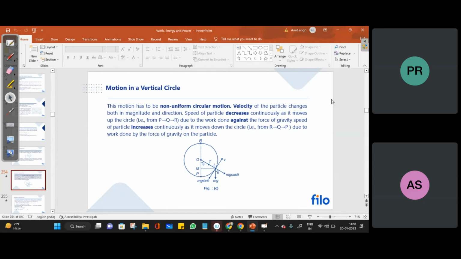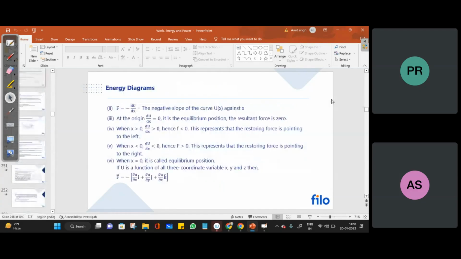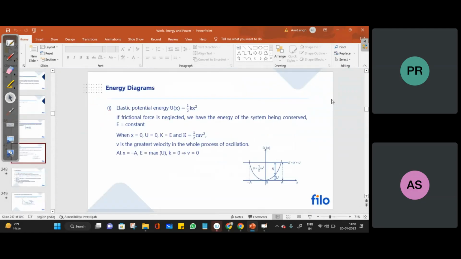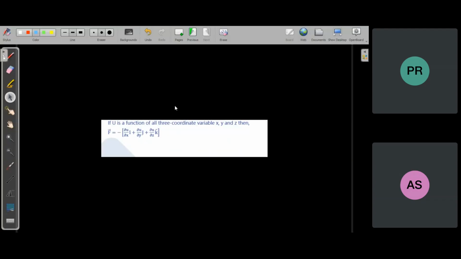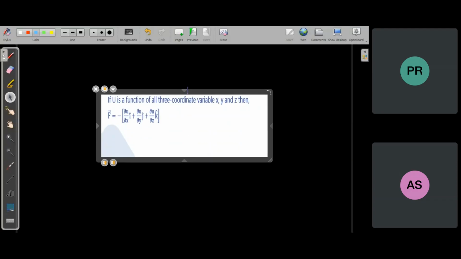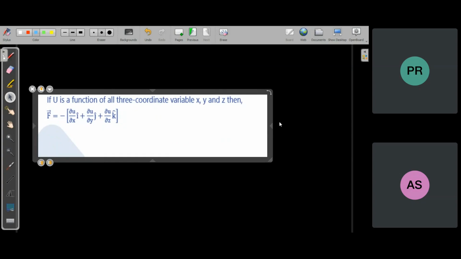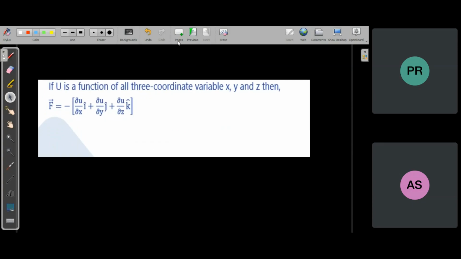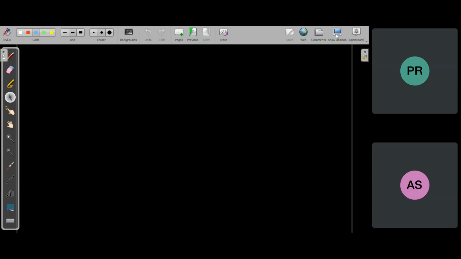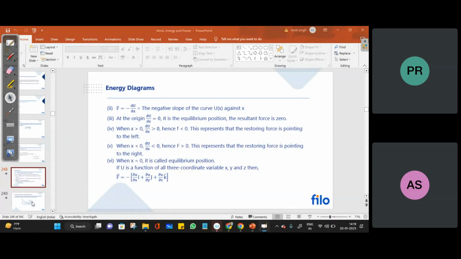Okay. Now, we already discussed the relationship between the potential energy and the conservative force, right? We discussed it. So if U is a function of, let's say, x, y, z, where U is the potential energy, then there is a relationship between the conservative force and the potential energy, right? Yes, sir. Okay. Another doubt, sir.